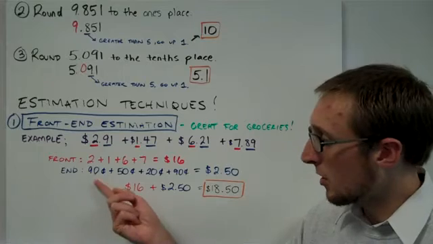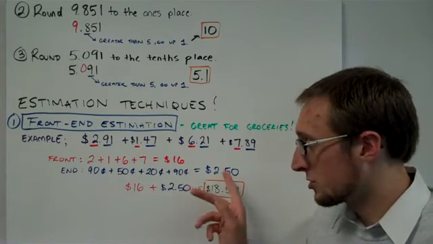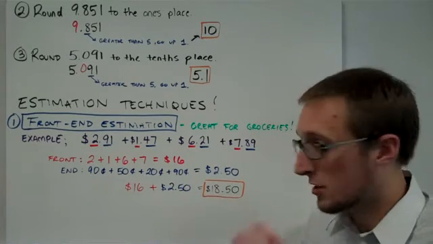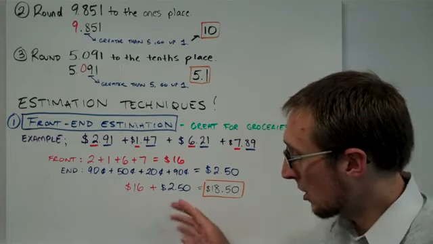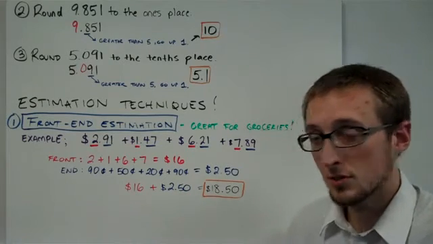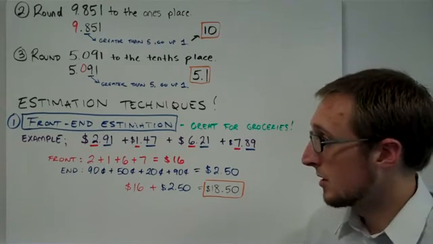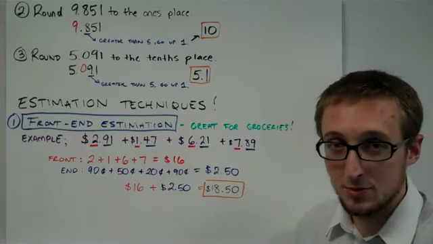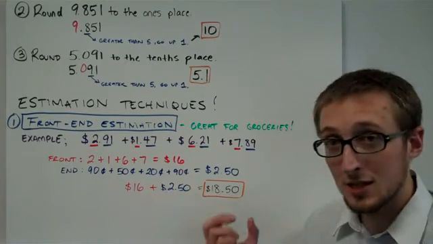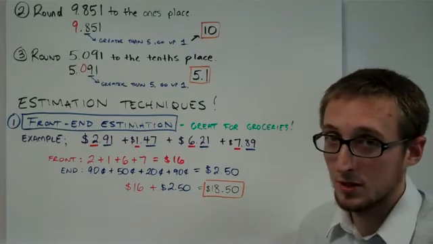And now let's add up all the change. And that becomes $2.50. So let's take our front, $16, our end, $2.50, $18.50 would be a good estimate for this grocery list of items that we have. So we're using the front and the end to create our estimate.